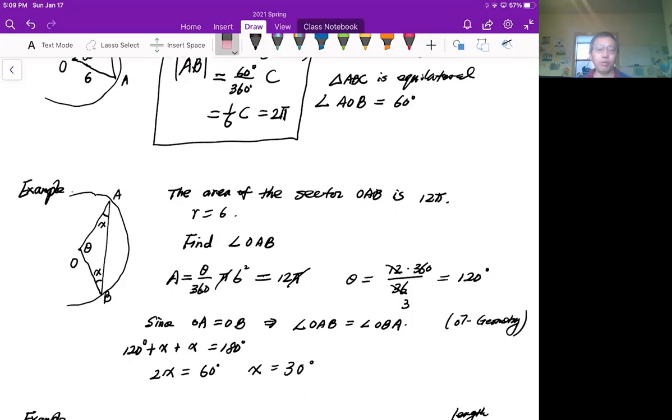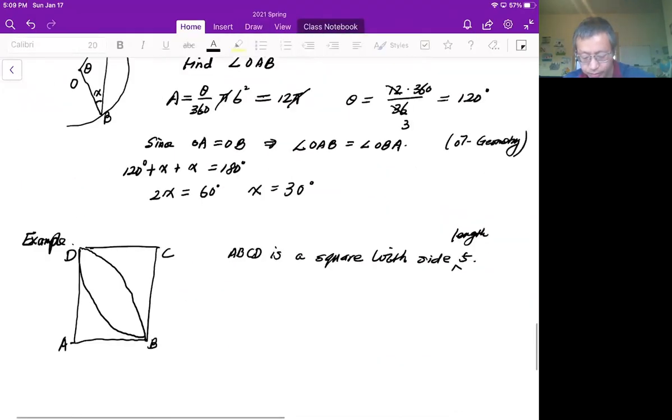So what's the idea for this question? We need to go back and first solve for the central angle, right? And after that, we can show that this triangle is an isosceles triangle, and then we can get that the two base angles are the same. Solve this equation by using the triangle sum theorem, and x is equal to 30 degrees. That's our answer. Okay. Next question.